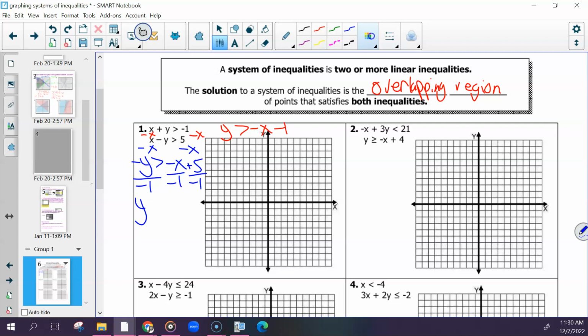Your sign would change directions. So we'd have y is less than 1x minus 5. I'm going to graph that one first. So start at negative 5 and go up one, right one, as many times as possible. Fill up your graph. And then down one and left one as many times as possible as well.